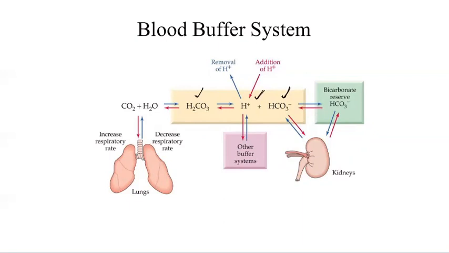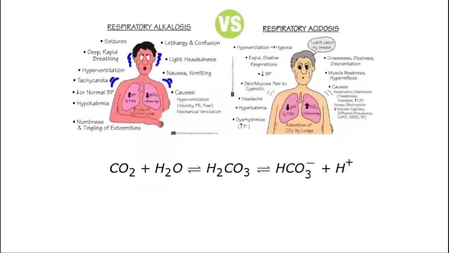But finishing up the concepts for the blood buffer system. As I mentioned to you guys, the respiratory system can fluctuate the pH of our blood. So with that, the last thing that we're going to look at is the two conditions that we have illustrated here. The one on the left is called respiratory alkalosis, and the one on the right is called respiratory acidosis.